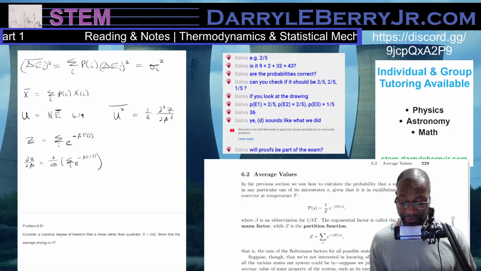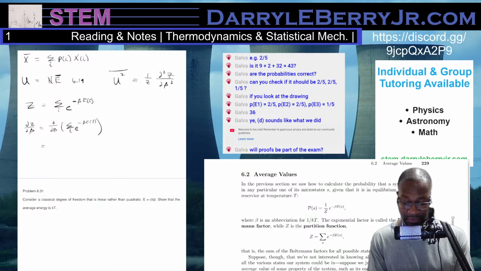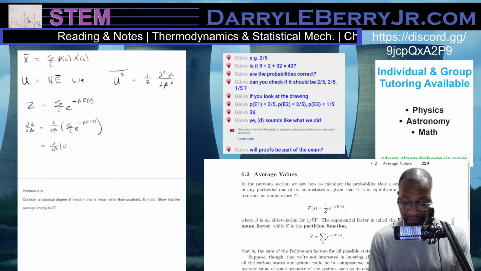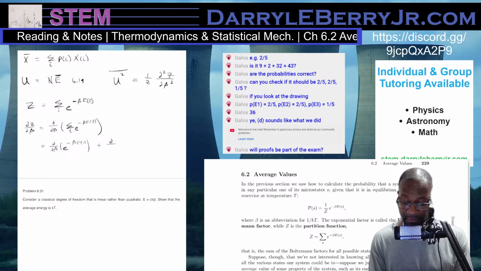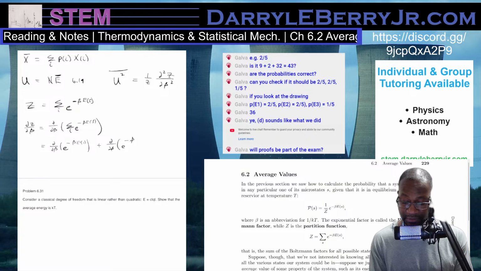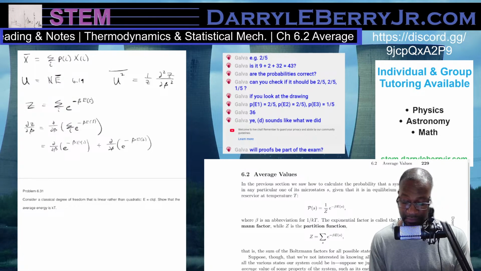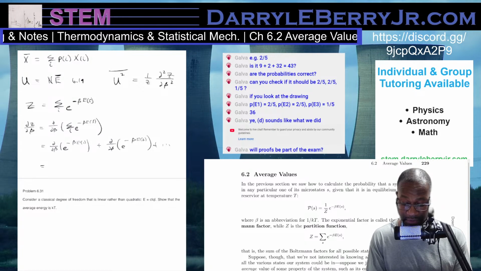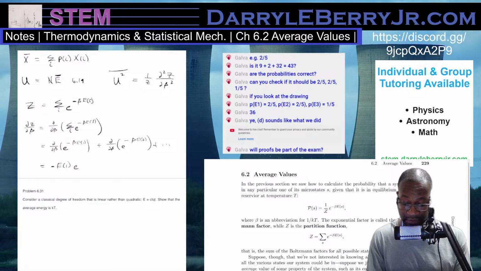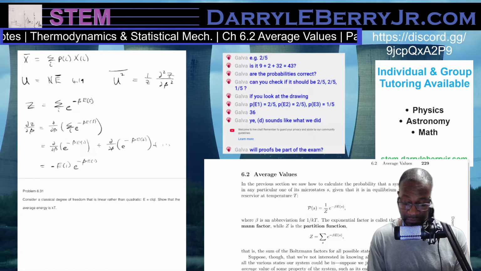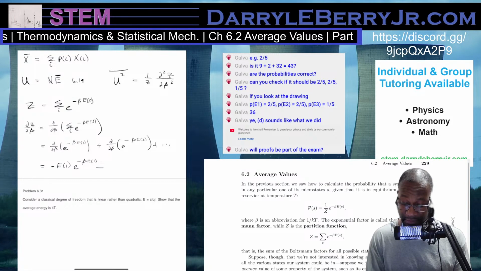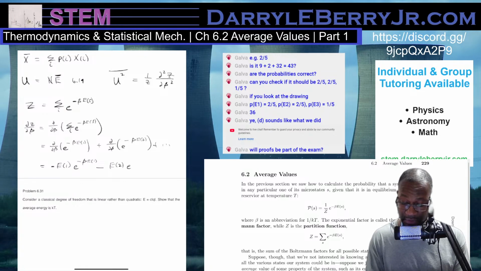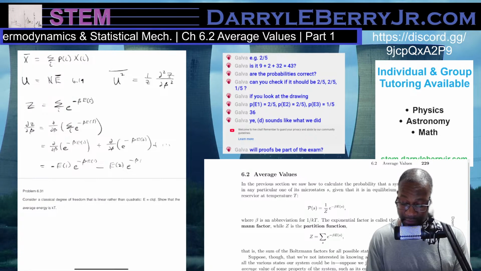So technically that's going to be the partial derivative of each one of these things added together. So it's going to be the partial of beta of e to the negative beta E1, plus the partial of beta of e to the negative beta E2, plus, and that's going to continue. So this is going to be negative E1 e to the negative beta E1, plus, I should say minus, E2 e to the negative beta E2.